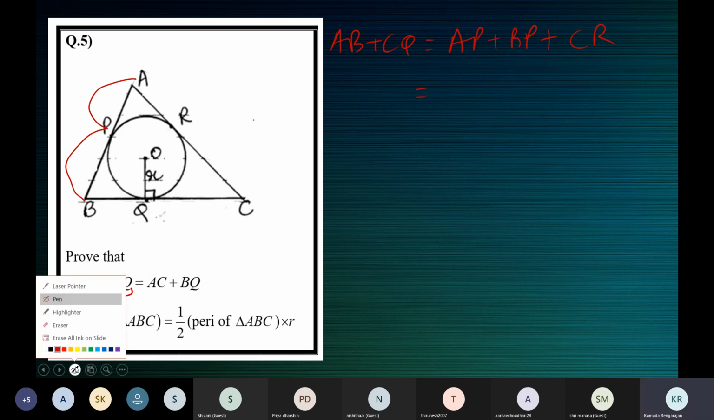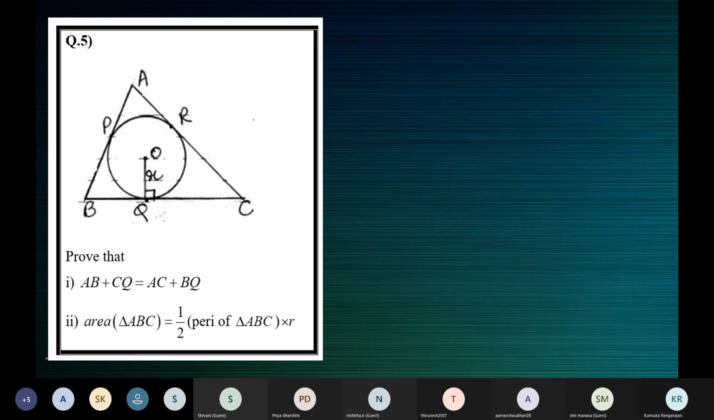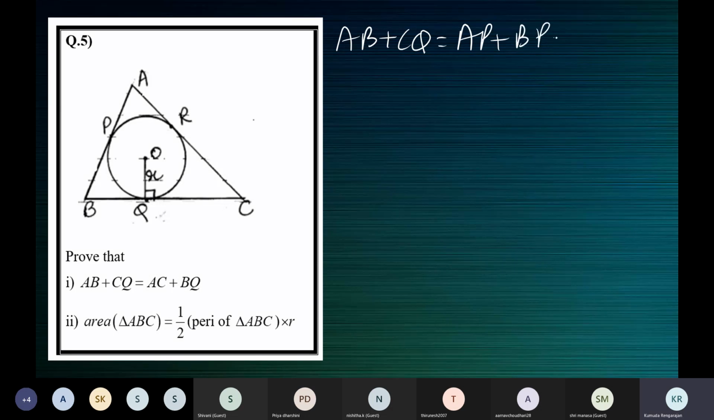Children, only if you say it's easy to understand. Let me start again. AB plus CQ. If you've written it, don't rub it. I'm writing the same thing again, so don't erase anything from your book. Yes, children, what is AB? AP plus BP, ma'am. Plus what is CQ? CR, ma'am. Okay, this is one part.